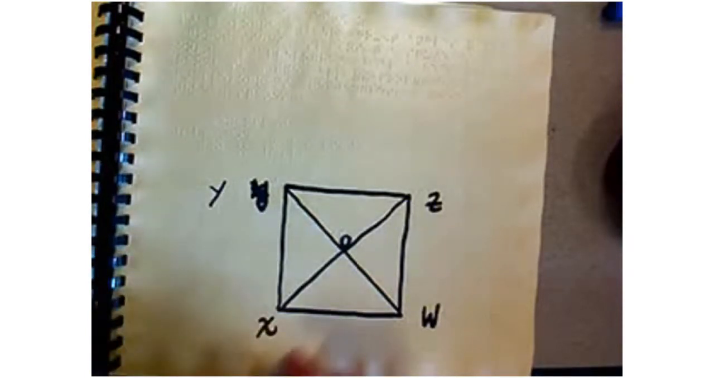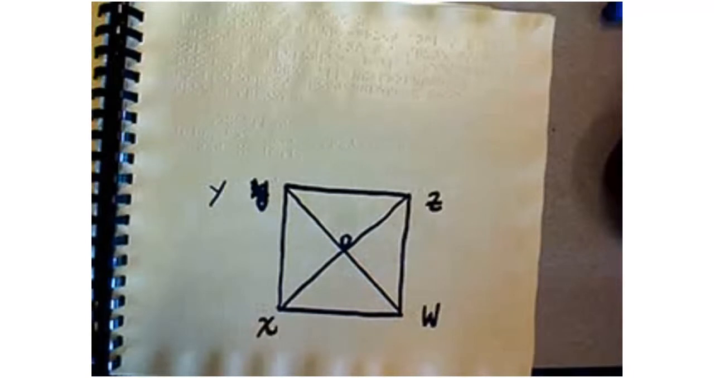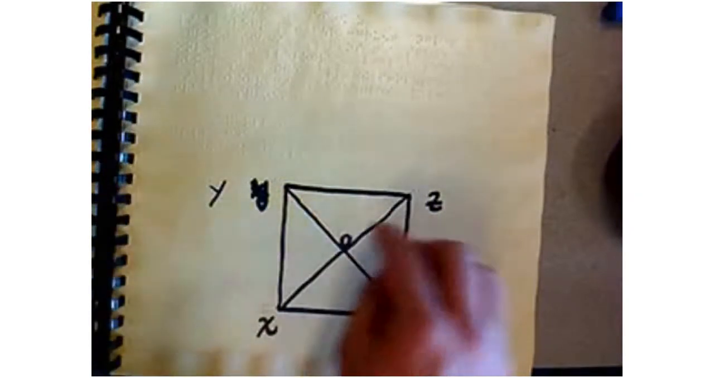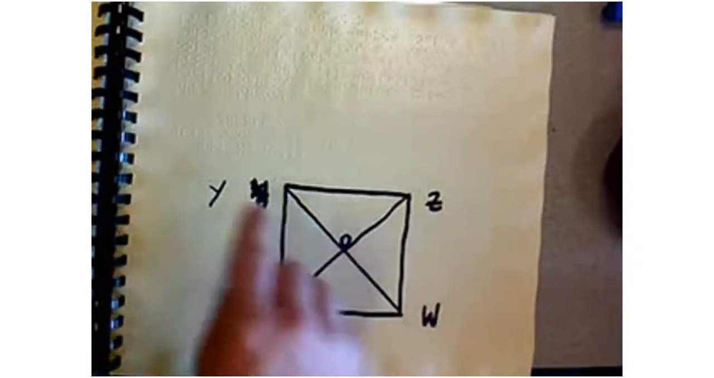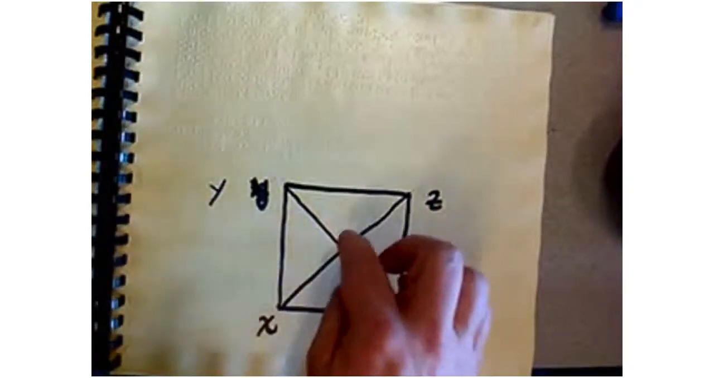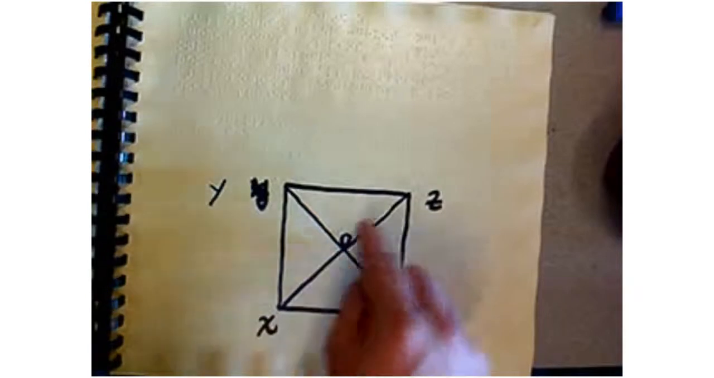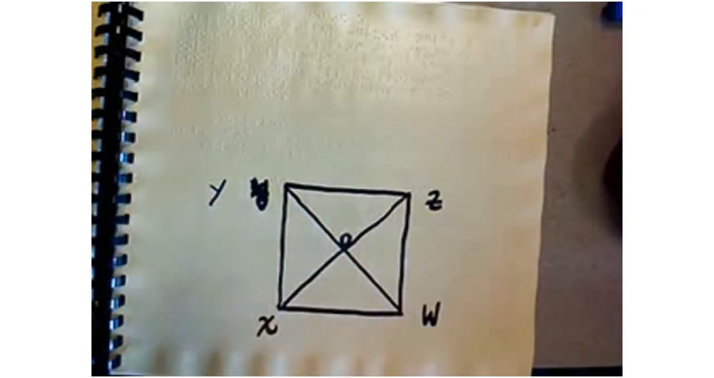We could apply other principles here. We could say, what is XO? It's 7, because we know diagonals of a parallelogram bisect each other. All of those pieces would be 7, correct? And we know the angles in the center, YOZ, ZOW, WOX, and XOY, are all 90 degrees, because the diagonals are perpendicular to each other, because a square is a rhombus, and diagonals of a rhombus are perpendicular.